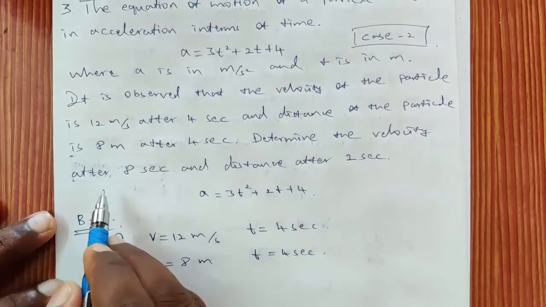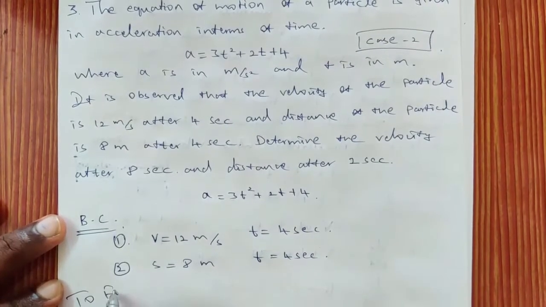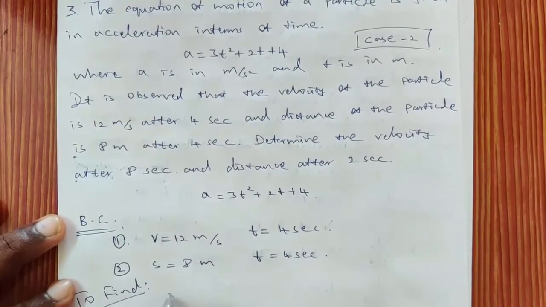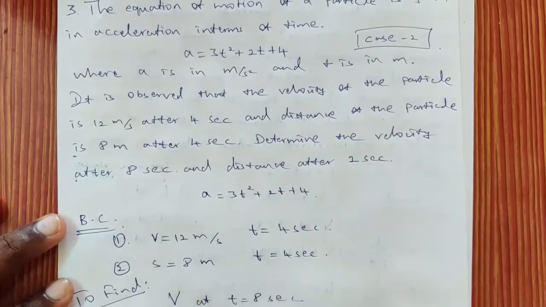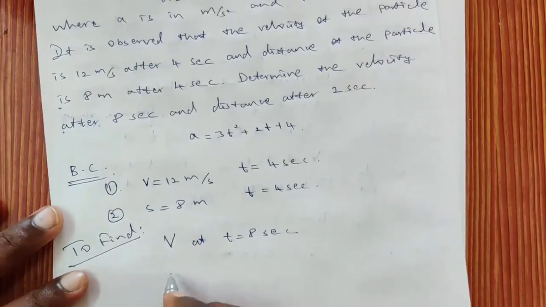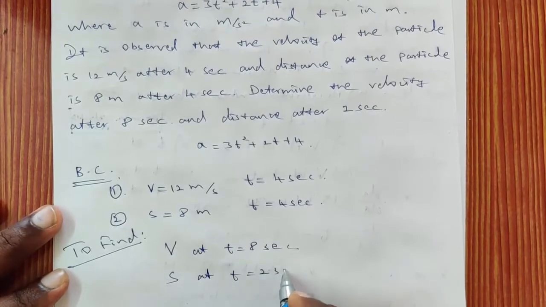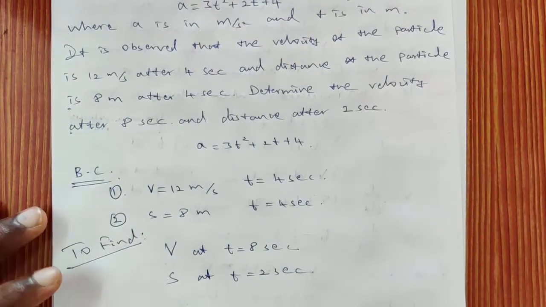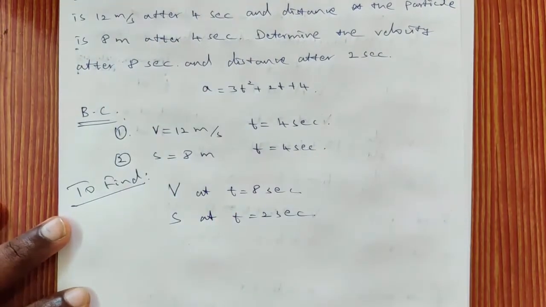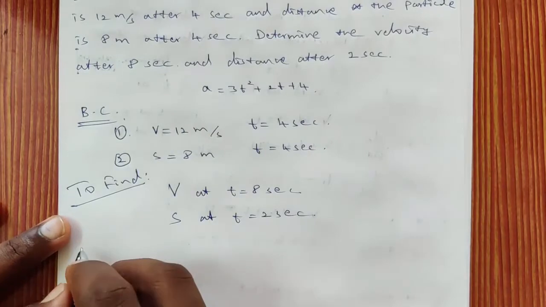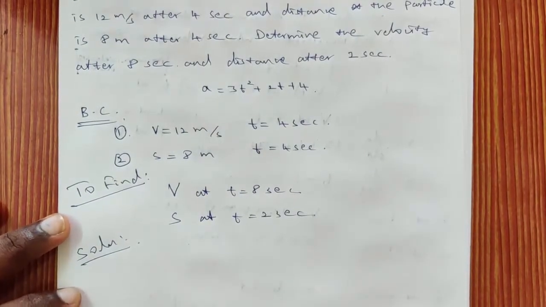Determine the velocity after 8 seconds and the distance after 2 seconds. So to find the velocity at t is equal to 8 seconds and the distance s at t is equal to 2 seconds. Okay, in case 2, to find the velocity and displacement from the acceleration equation, we have to integrate this acceleration equation. So first we will calculate the equation for velocity and displacement.